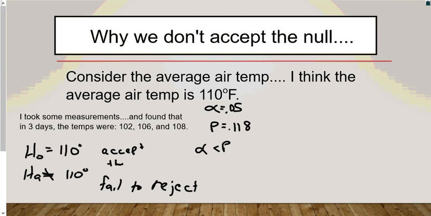I fail to reject. Now consider that language though, because I don't just accept that the temperature is 110, because that doesn't make sense. Look, all of my data here says 102, 106, 108. My gut feeling says it's not 110. All of my data says it's not 110, right? And so I don't have evidence to support this claim. All I can do is fail to reject, and I can say, you know what, I can't prove that it's not 110, but I can't prove that it is.